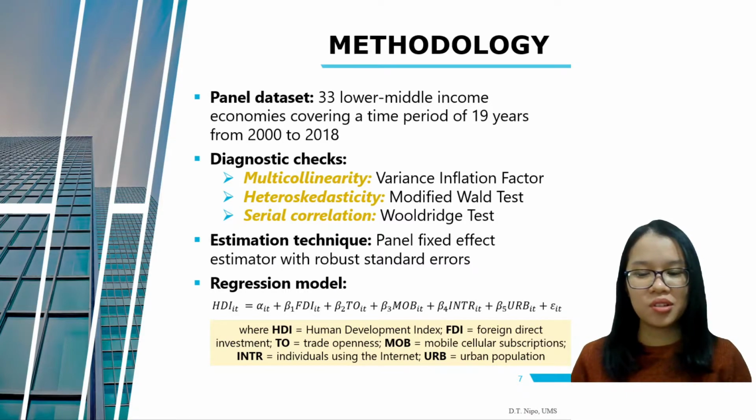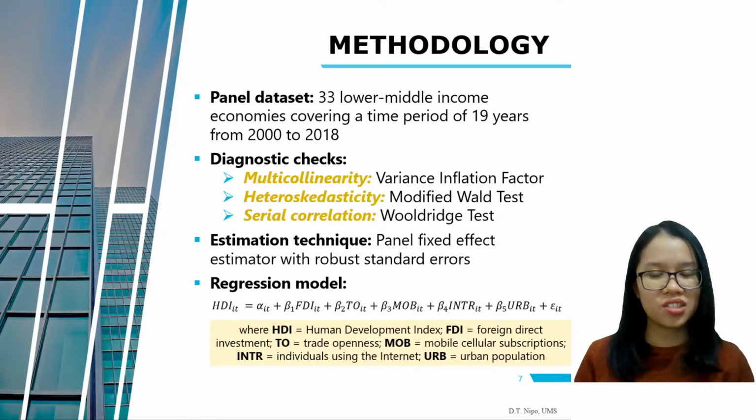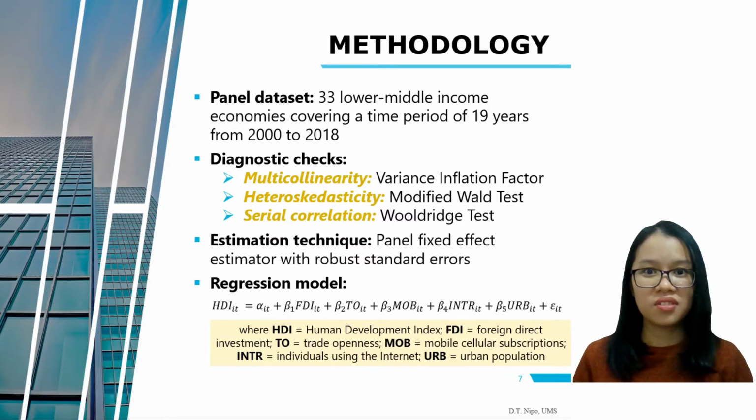Now, this study follows the definition of globalization as proposed by Sergi and others in 2004, in which, in this case, FDI is used as a proxy for diffusion of capital. Trade openness is used as a proxy for diffusion of goods and services. Mobile cellular and internet users are used as proxies to measure technological diffusion. And last but not least, urbanization is what was newly introduced into this study as another measure of globalization.